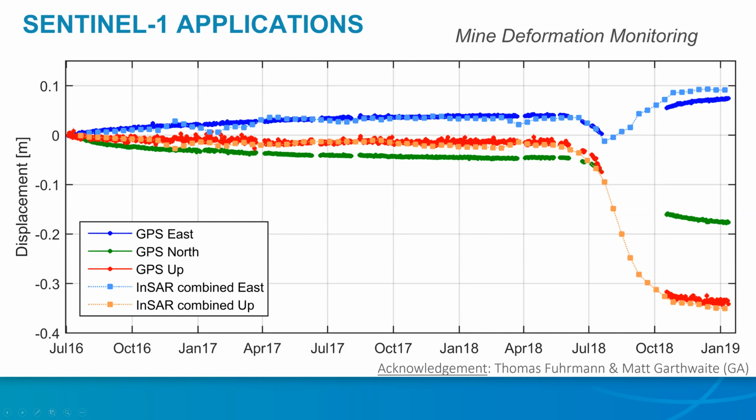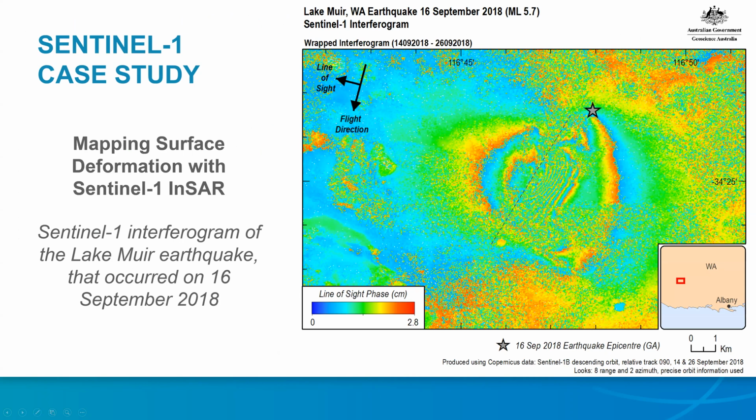This is an Australian case study using Sentinel-1 radar data for surface deformation monitoring. So Geoscience Australia monitors, analyses and reports on the occurrence of significant earthquakes in Australia. And this is done using seismometers, which provide rapid information on the magnitude and location of an earthquake.